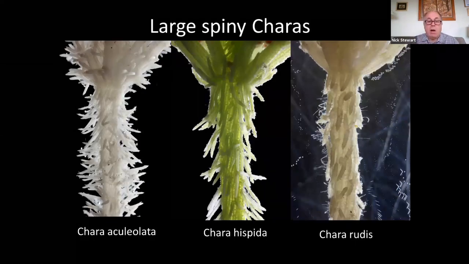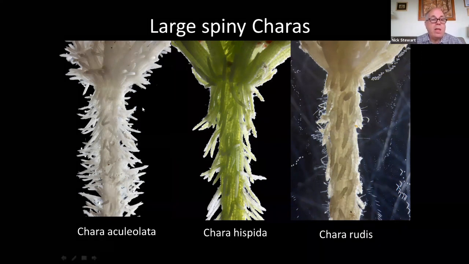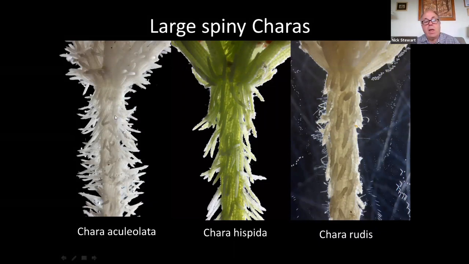So the three species are Chara aculeata, Chara hispida, and Chara rudis. And in Chara aculeata, the spines are very dense and persist all the way down the stem. So much so that it's actually very difficult to see the stem in amongst the spines. Whereas in these two, the stem between is usually quite easily visible. They're much more distantly spread. This is actually quite a spiny one for hispida. Often there's a much more bare stem between the spines.